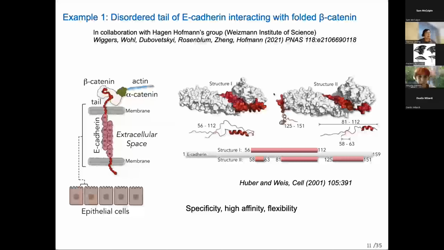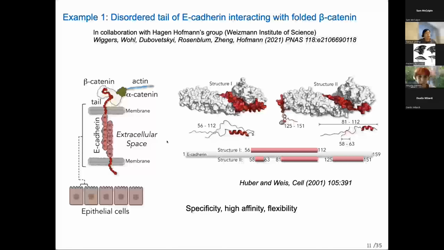The first example is from our collaboration with Hagen Hoffman's lab, studying the disordered tail of E-cadherin interacting with folded beta-catenin. The disordered tail binds to beta-catenin, and beta-catenin binds to alpha-catenin, which then finally binds to actin. And then the extracellular part provides the linkage between the two cells.